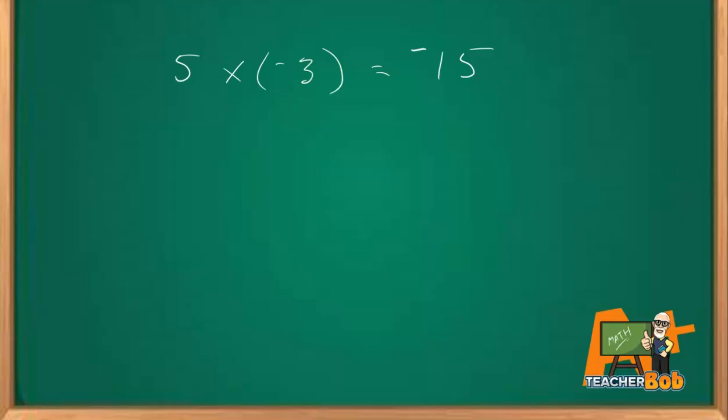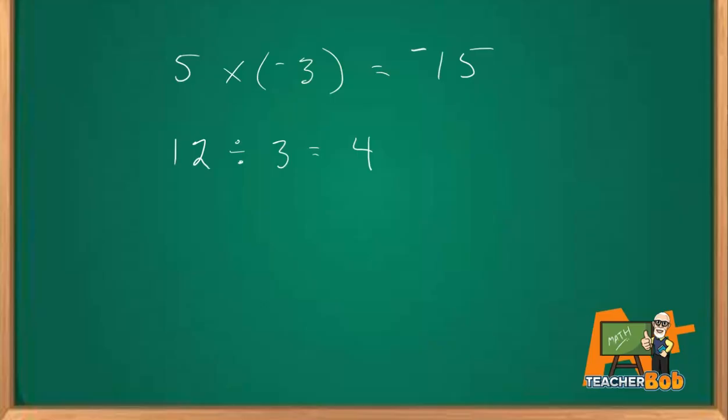Now let's do a division example. If you have $12, and that's a positive 12, and you want to divide it among 3 people, how much does each person get? Well, 12 divided by 3, of course, is 4. So each person gets $4.